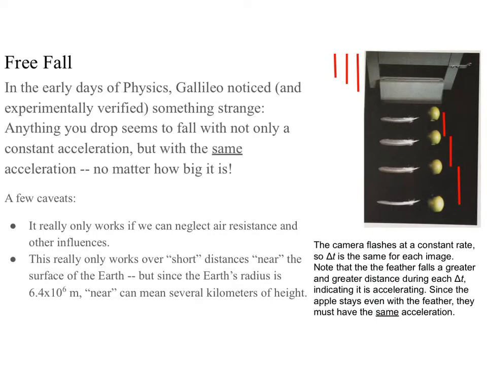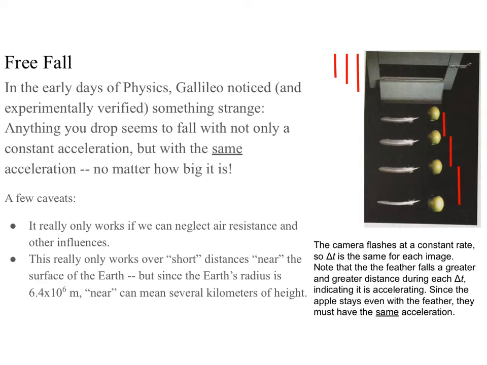Today we're going to talk about the very special case, very important case of free fall, which is just a subset of constant acceleration, but has lots of interesting implications. In the early days of physics, Galileo noticed and experimentally verified something very strange. Anything you drop seems to fall with not only a constant acceleration, but with the same constant acceleration, no matter how big the object is.